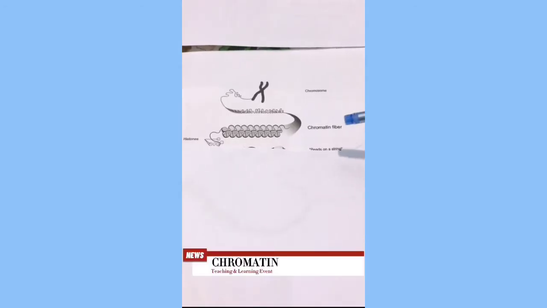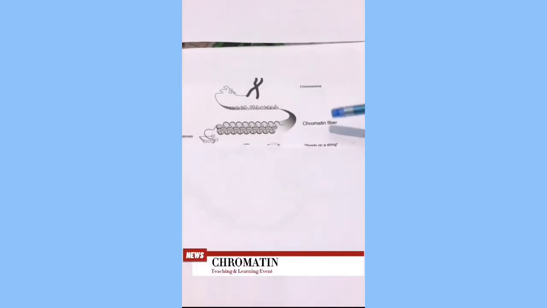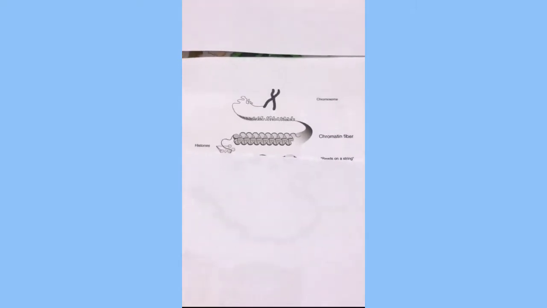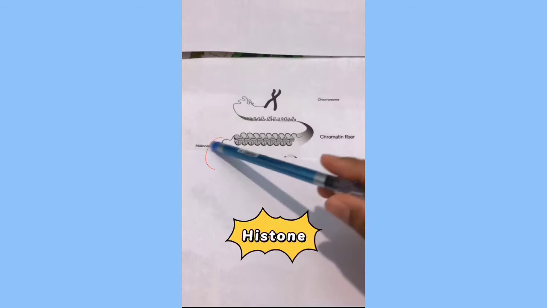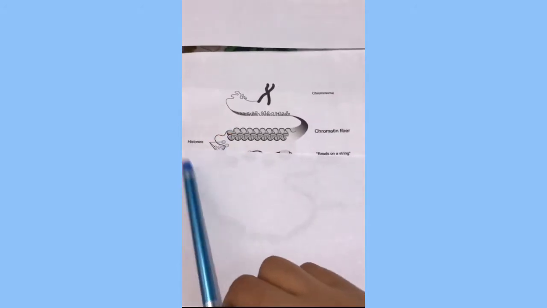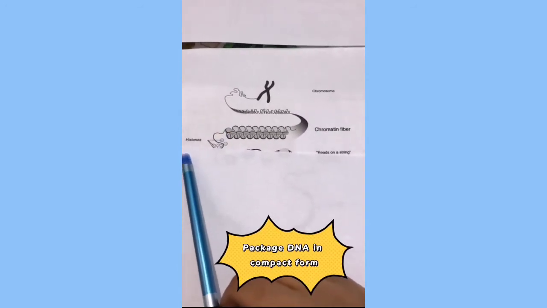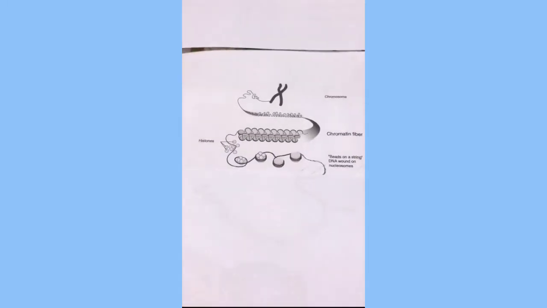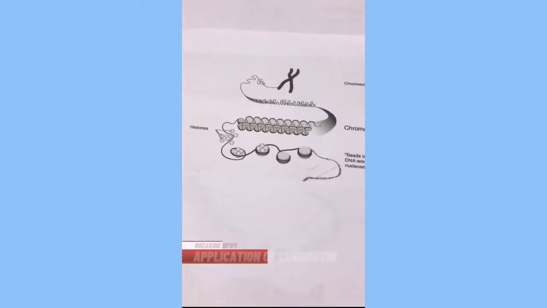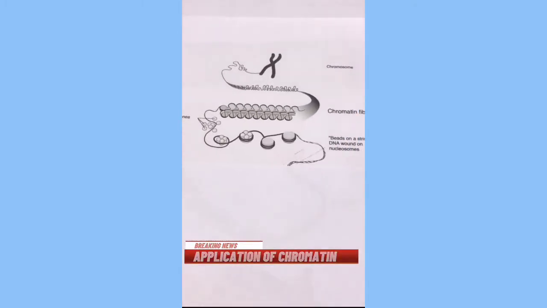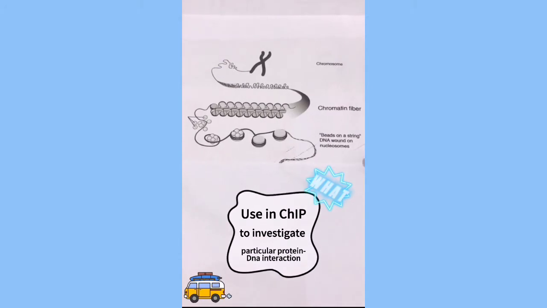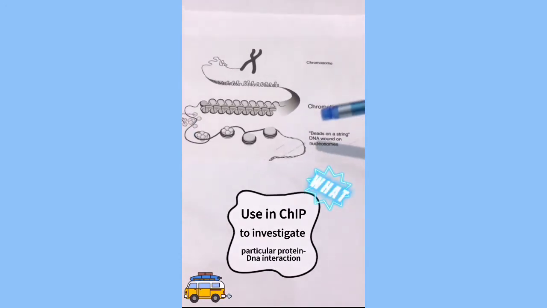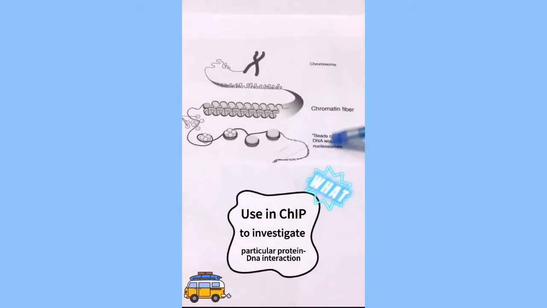Okay, the second term is chromatin. Chromatin is a substance within the chromosome consisting of DNA and protein. The major protein in chromatin is histone. Histone helps package DNA in a compact form that fits inside the cell nucleus. Okay, the application for chromatin: chromatin has been used in ChIP, or chromatin immunoprecipitation, which is used to investigate a particular protein-DNA interaction.